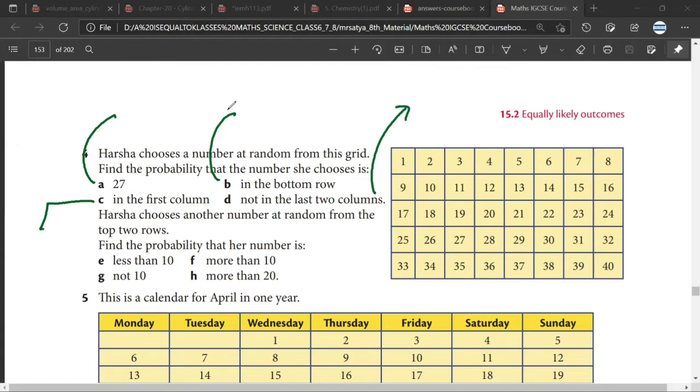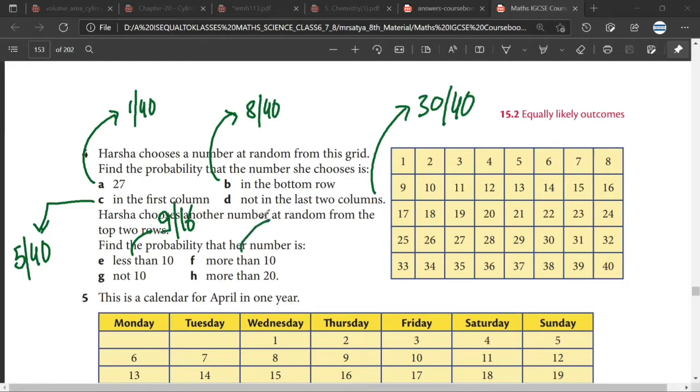I'll write the answers again for your reference when you do it on your own. For question 4, the first part should be 1 by 40, B part should be 8 by 40, C part should be 5 by 40, D part should be 30 by 40, E part should be 9 by 16, F part should be 6 by 16, G part should be 15 by 16, and this should be 0. Satya, is it making sense?